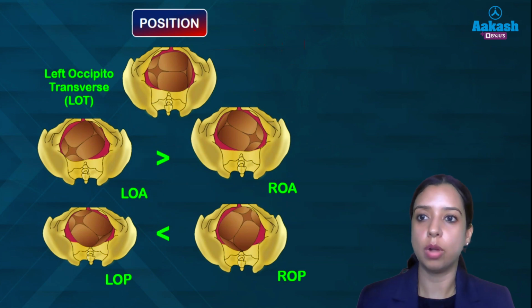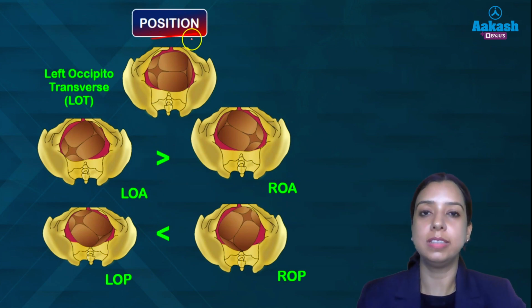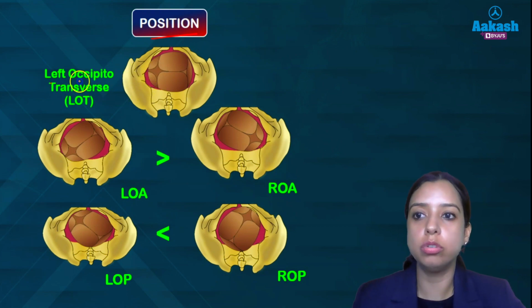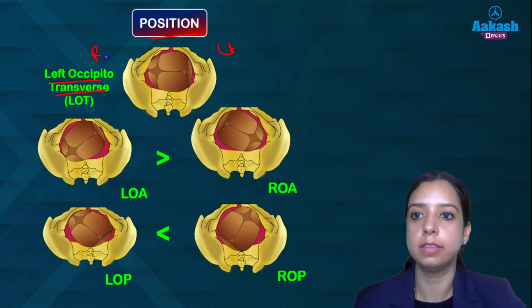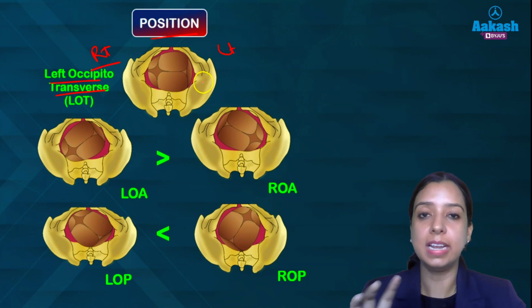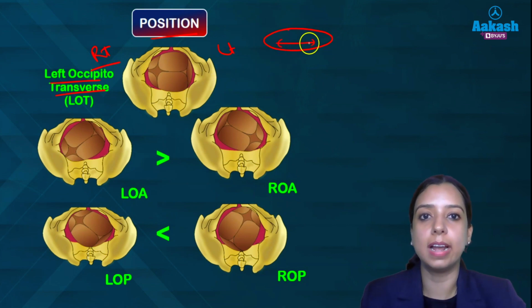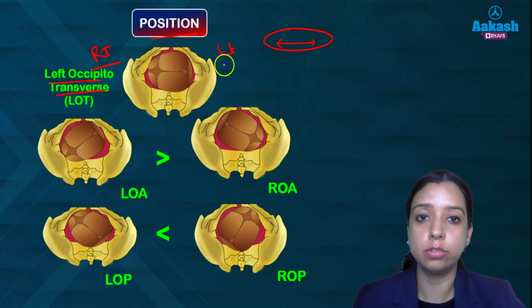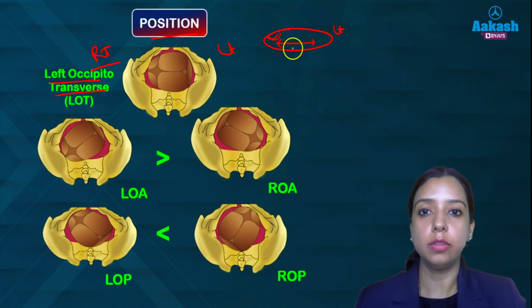Now the next common question that has been asked in NEET is the most common position at the time of labor. When the head enters the pelvis, the most common position it takes is left occipitotransverse. So this is left, this is right. Left occipitotransverse in the inlet. So the inlet is like this. The transverse diameter is the longest. So the occiput tries to remain in this diameter, that too on the left side, because on the right side there is the sigmoid colon. So that is why left occipitotransverse is the most common position.